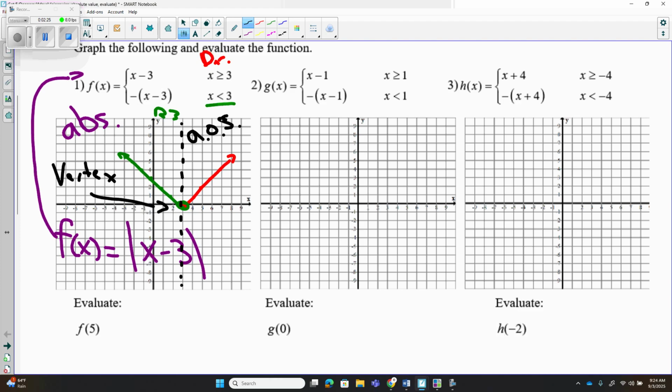Now, evaluations. All right, so I'm going to go over these evaluations here. The evaluation for f of 5. Remember, this is saying x is equal to 5. What's my output? What's my y? That's what I'm looking for. So there's a couple ways you can do that. Graphically, we can go right to 5 and we can find it. So my output would be 2. That's how you do that with the graph.